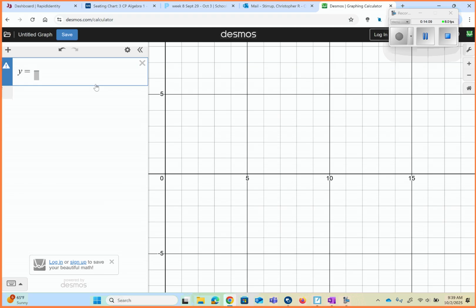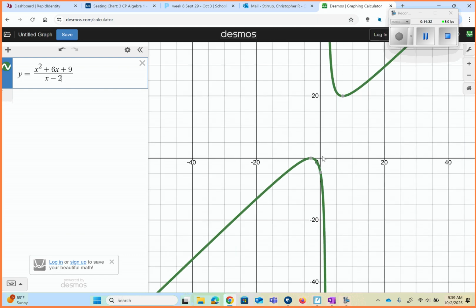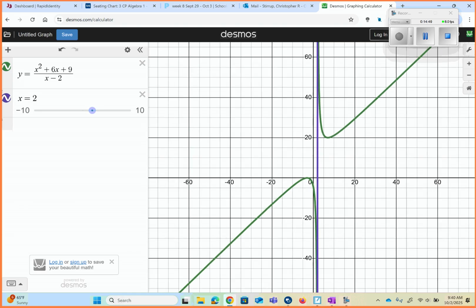So x squared plus 6x plus 9 over x minus 2. And go back to our home. All right. And we're looking at 7. Okay. So we're looking at our x equals 2. Right? So if I plot this, x equals 2. Okay. The thing to see on this problem is this.